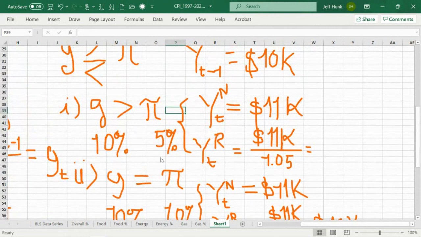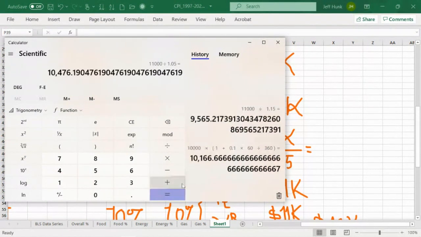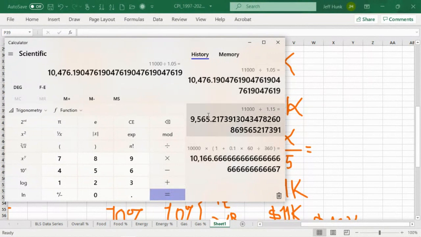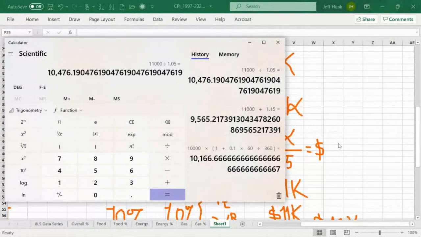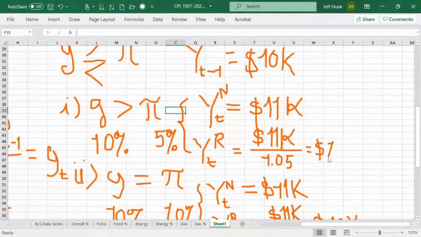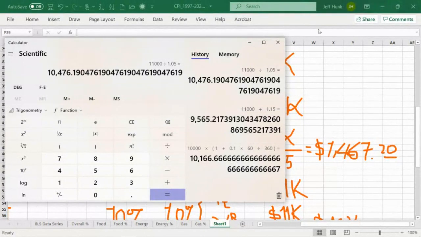But if your economic growth rate is greater than the inflation, then nobody will say inflation. Only the economist will notice. Only the economist. If this is the case, now let's think about it. $11,000 divided by 1.05, and you still get what $11,000 can buy, which is like 10,476.20. I'm sorry, 476.